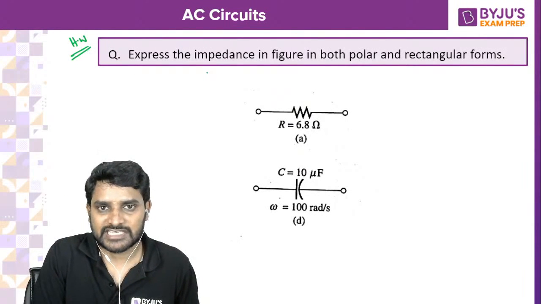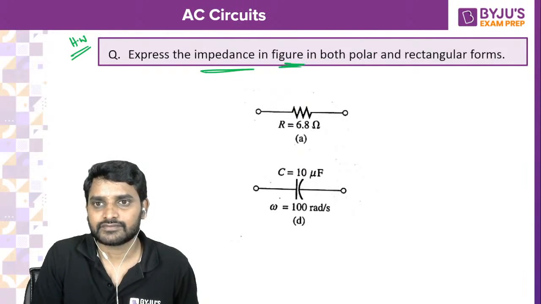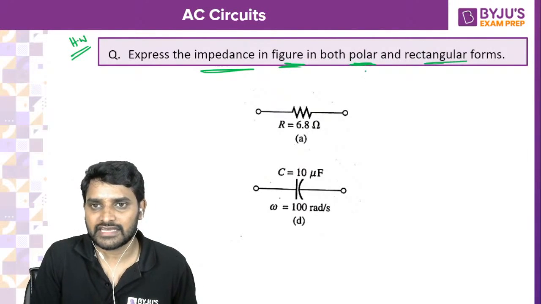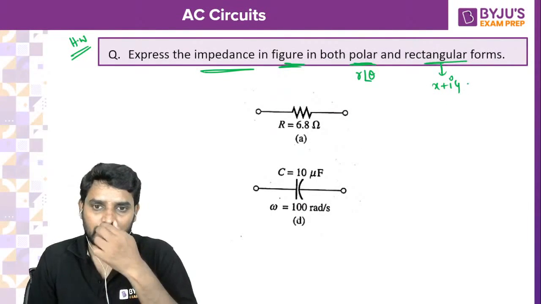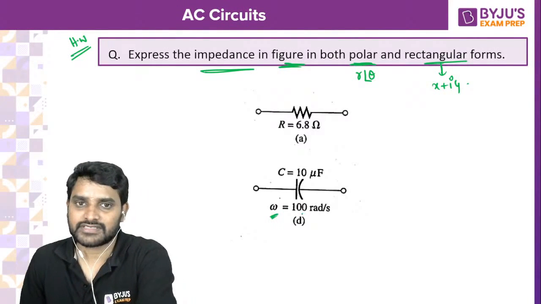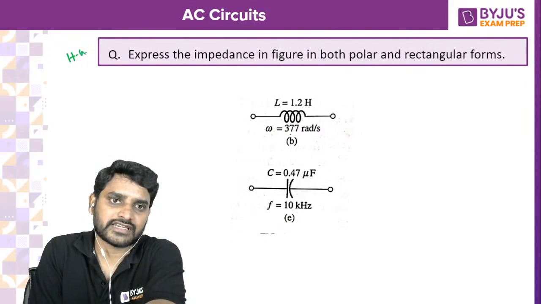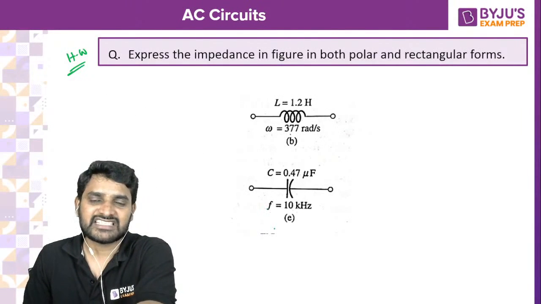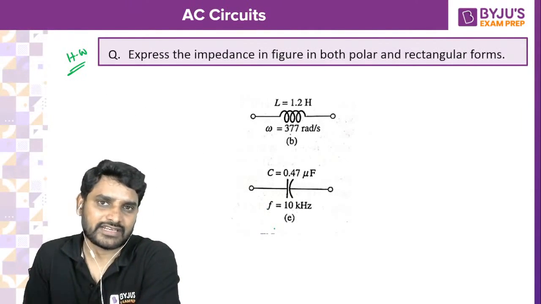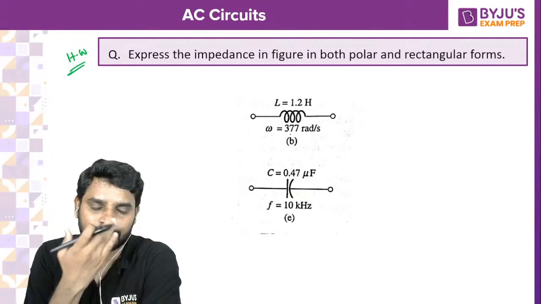He is asking to express the impedance in the figure in both polar and rectangular form. Polar is R at an angle theta, rectangular is x plus jy. In this format, you have omega also, so you can represent it. Here also the same thing. Take this up as homework. If only R is there, theta is 0, right? The angle between voltage and current is 0.